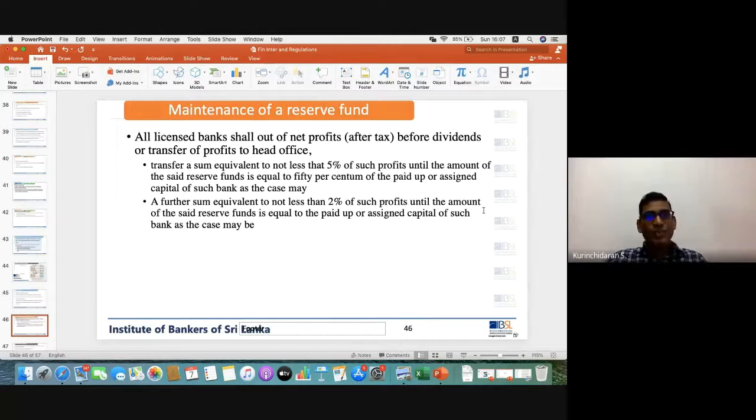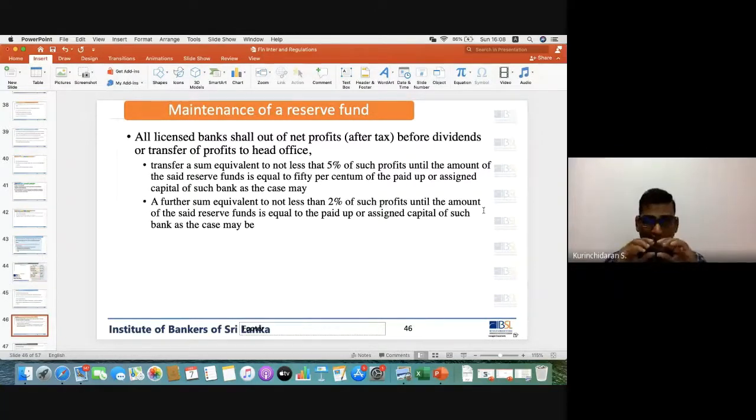So we discussed capital, and the Banking Act talked about maintenance of a reserve fund. The Banking Act says there should be a fund the bank should create. That is called the reserve fund. And how to accumulate reserves into that fund is clearly stated. It says all licensed banks shall, out of net profits before dividends and transfer of profits to the head office, transfer a sum equivalent to not less than 5% of such profits until the amount of the said reserve fund is equal to 50% of the paid up capital or assigned capital.